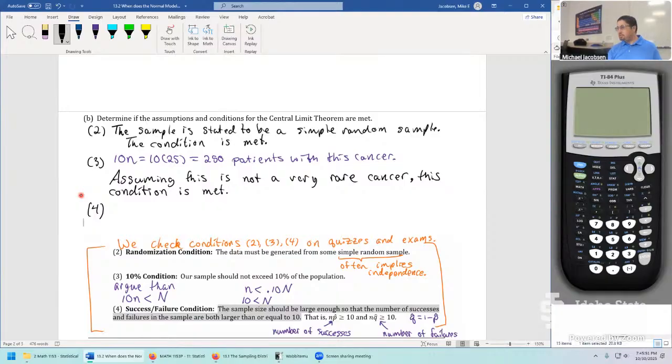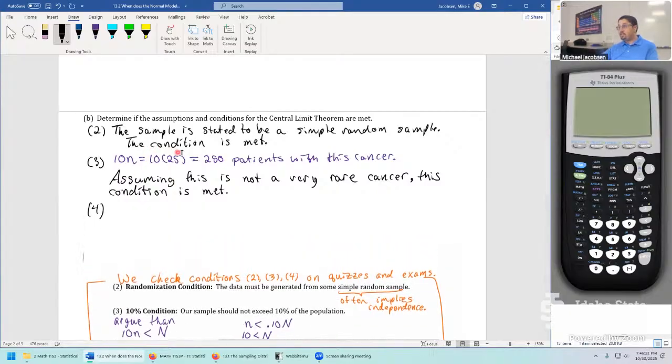Okay, condition 4 is tricky because it has a particular formula that goes along with it. But here's what's weird about this. We don't always use the formula unless the data is given to us in a particular way. If the data gave us a p-hat value, then this is a good formula to use. But there was no percentage of successes in the sample given to us. So we're just going to use the part that's highlighted in gray. Count the successes in the sample and the failures; that has to exceed 10.